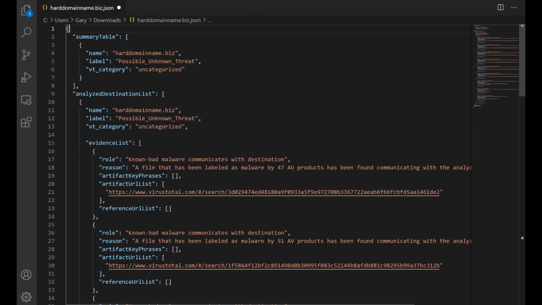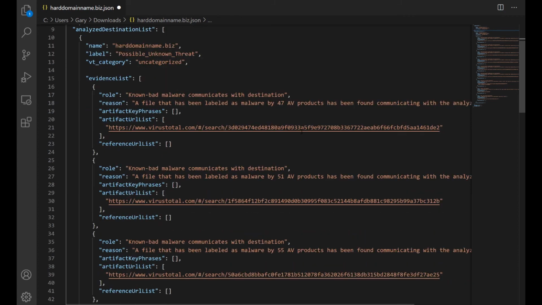Again, we're looking under the hood, right? So this is behind the scenes what Ava was thinking about. This hard domain name.biz has been labeled possibly an unknown threat. Why did it say unknown threat? Actually, we saw that earlier, right? By the way, it's worth noting that in all the categorization engines that VirusTotal uses, which is somewhere around 9 of them or so, it's totally uncategorized.